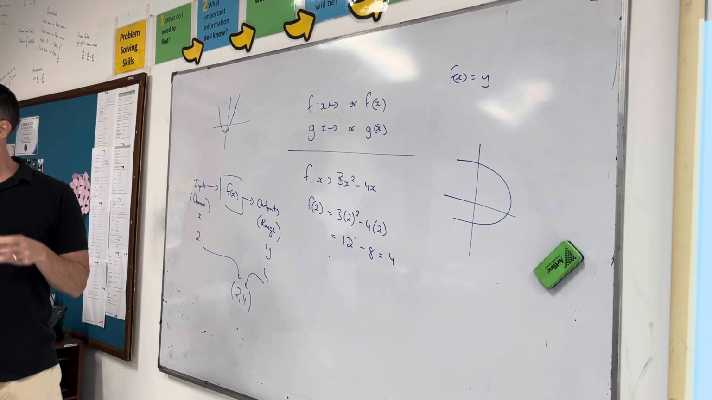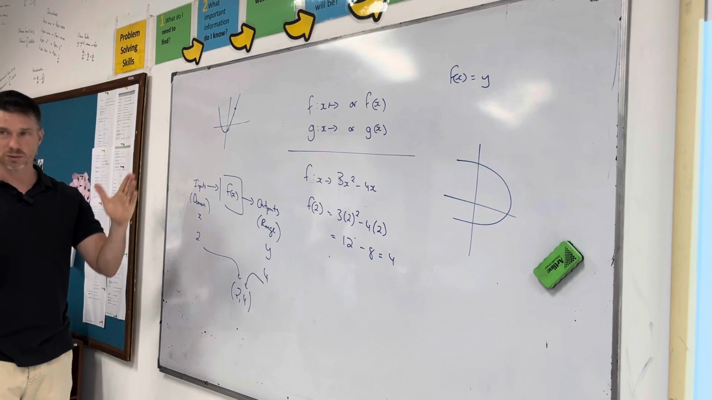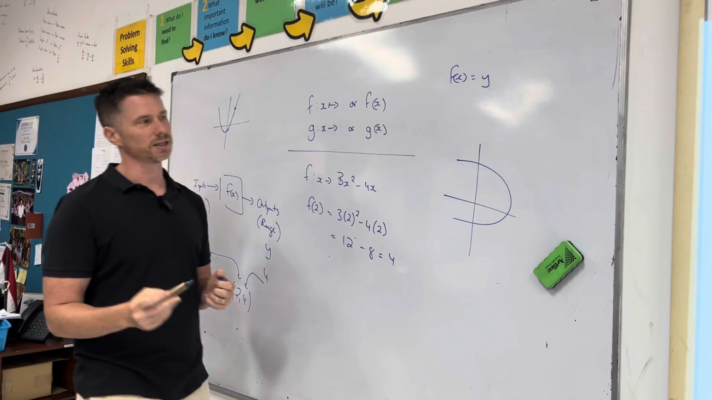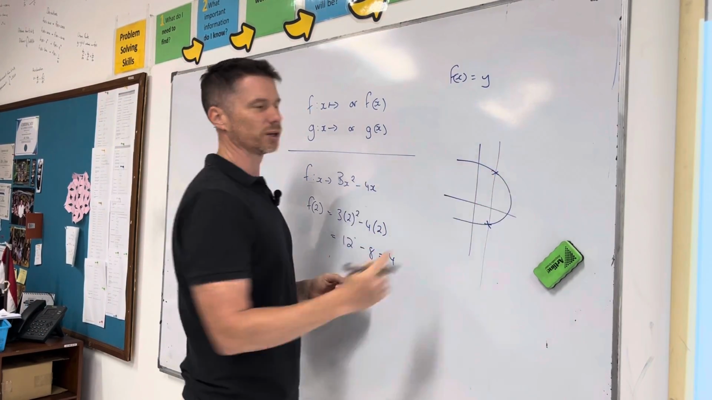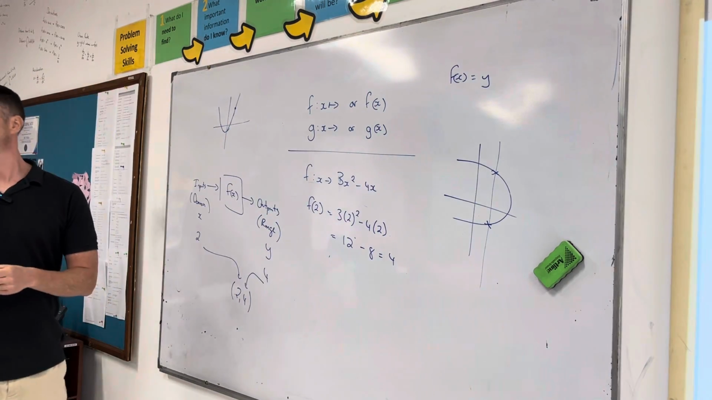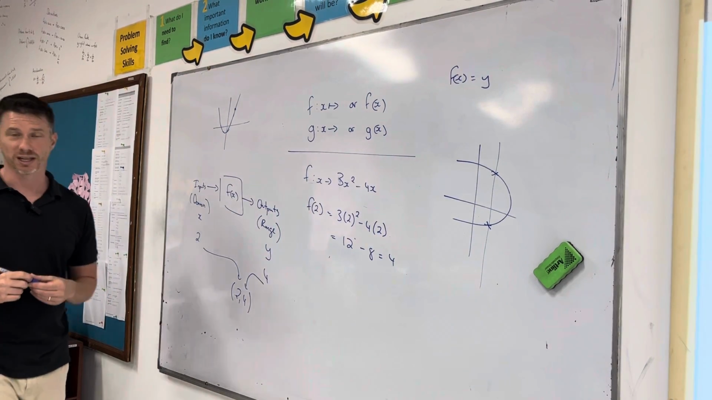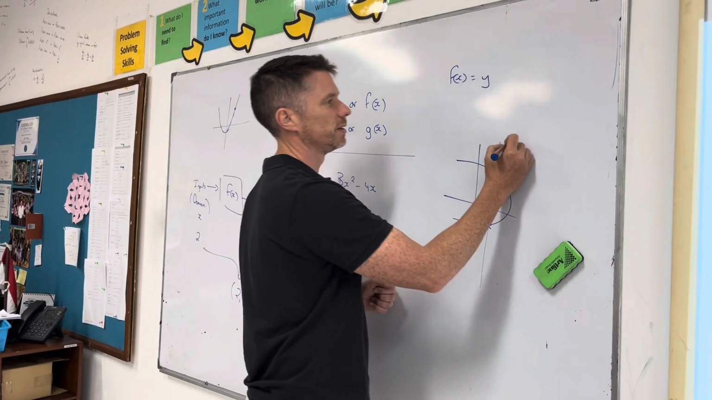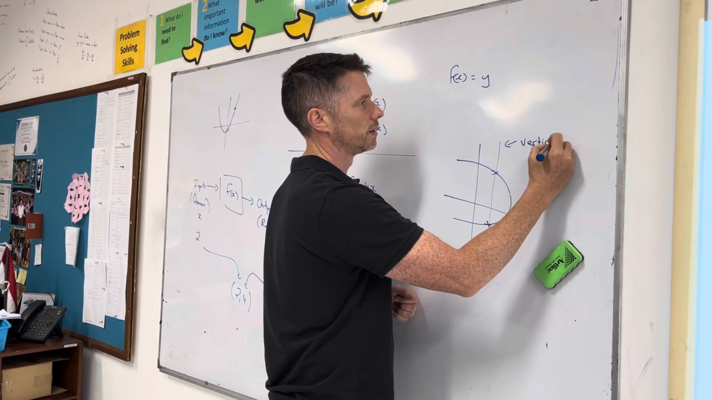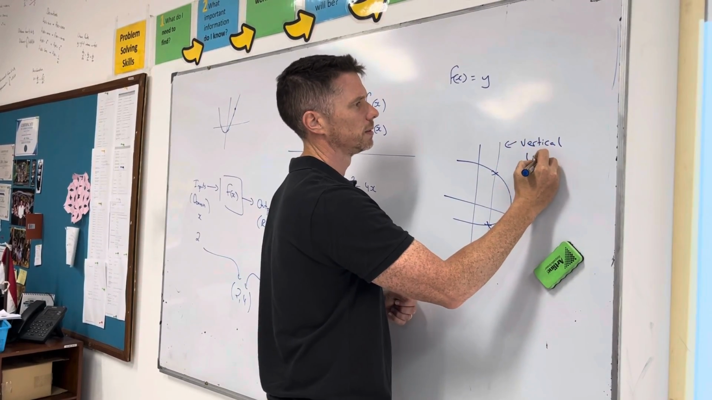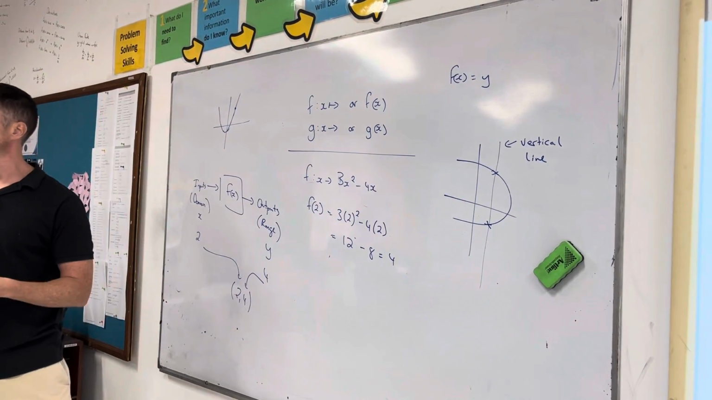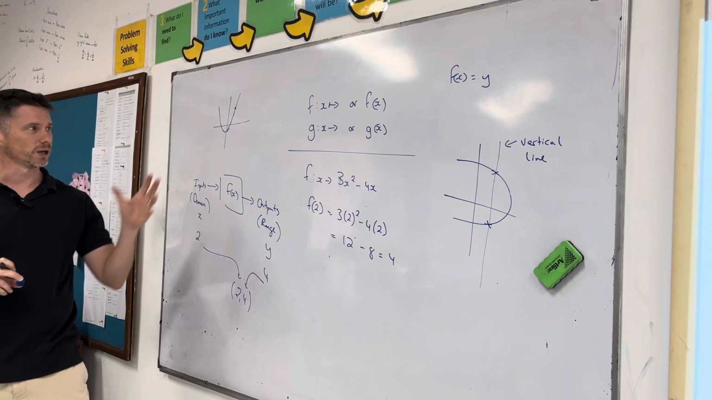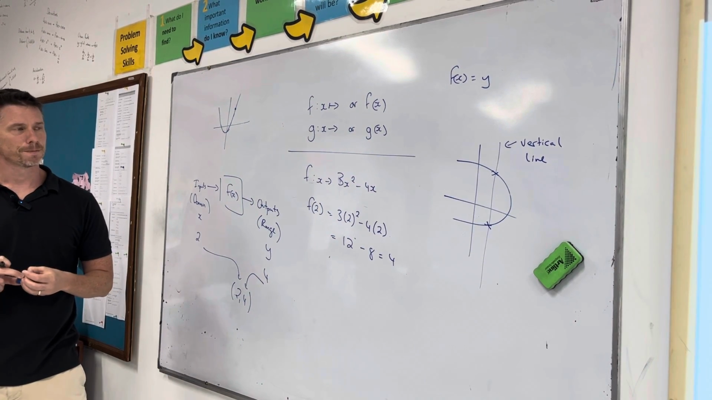So there's a quick and easy test for that visually we can do. It's called the vertical line test. If the graph goes through a vertical line twice, then it's not a function. So for example, a circle wouldn't be a function. It's something called a relation. It doesn't follow function rules.